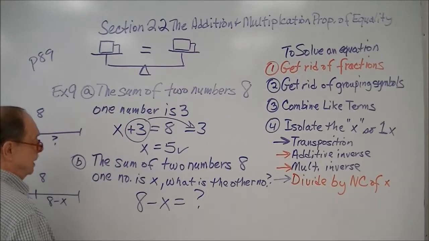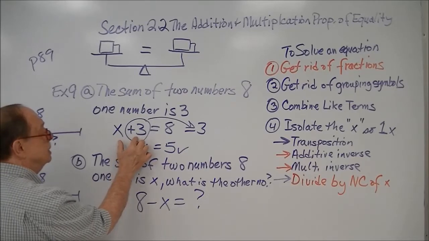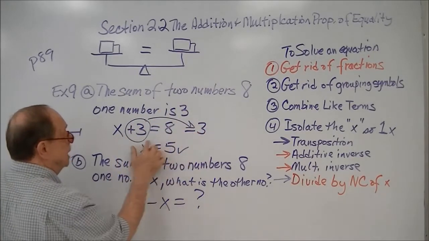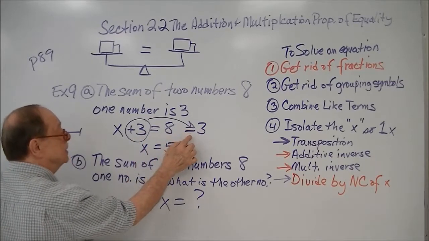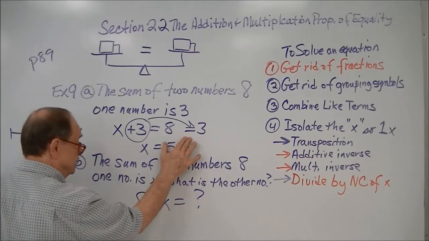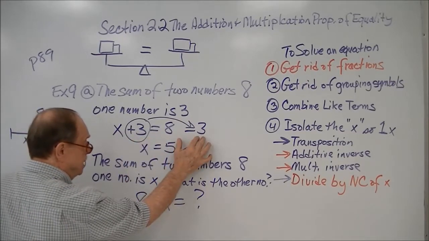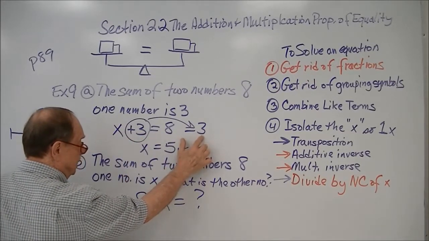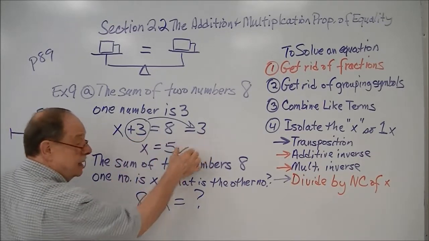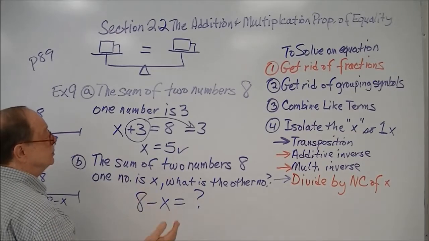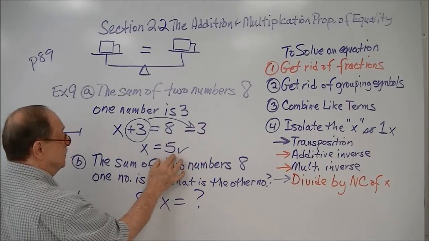It's called transposition. When you take a number from one side of the equation and bring it over to the other side, as it crosses the equal sign, the sign of the number changes. So on this side it was a positive 3, on this side it becomes a negative 3. And it's sort of like adding a negative 3 here, adding a negative 3 here. It's just a shortcut. And then you have 8 minus 3 is 5.